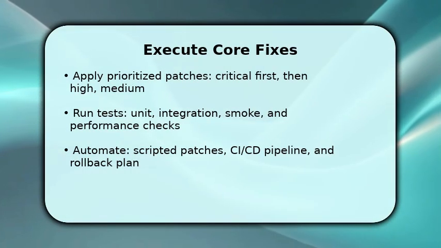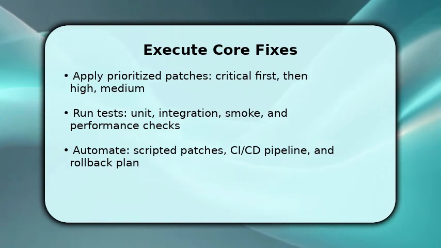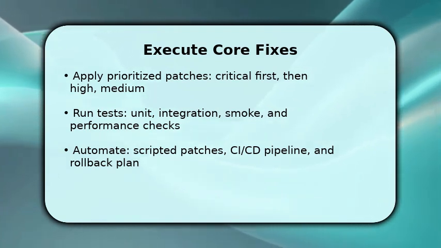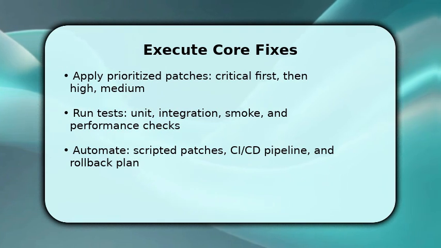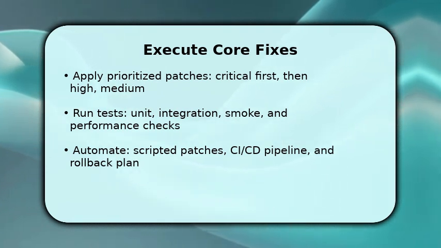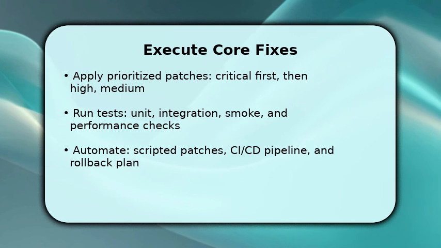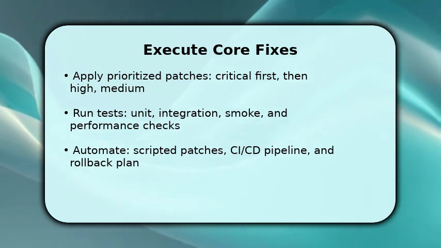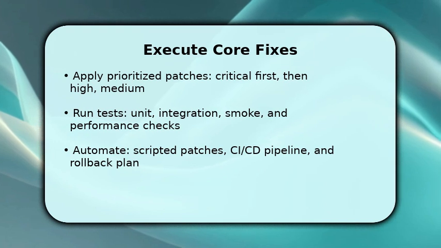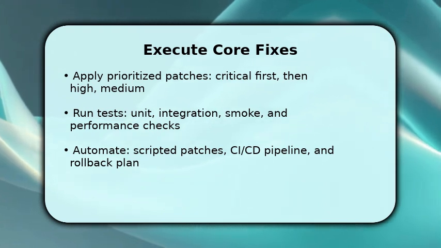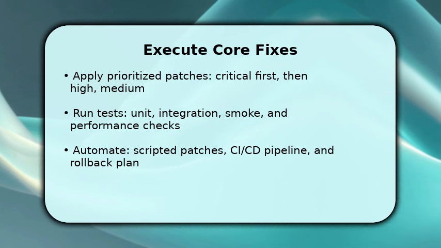You now apply prioritized patches, starting with critical and then moving to high and medium issues because urgency matters. While patches install, run unit and integration tests followed by smoke and quick performance checks to catch regressions. These validate quality.